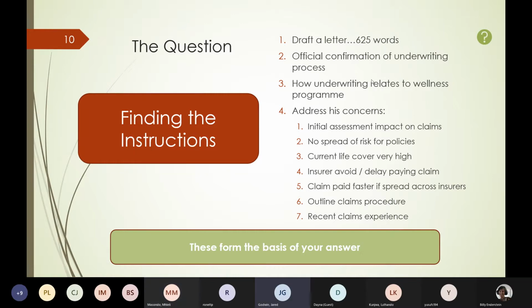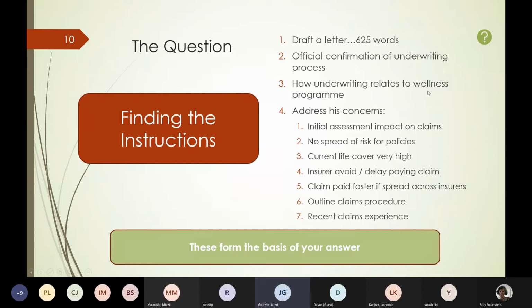Okay. Cool. So yes, draft a letter. One of the big sections is now that he wanted official confirmation of the underwriting process. So the question has specifically asked to give official confirmation of the underwriting process. It may not be a huge category. It may very well be that you have to confirm that our underwriting process as an insurer is to underwrite you at application stage, and then not worry about the fact that your wellness results may show your health deteriorating over time. We're not going to use that. So he wants official confirmation of your underwriting process.